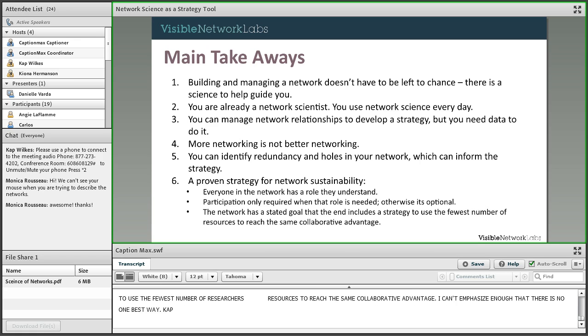The network has a stated goal that includes a strategy to use the fewest number of resources to reach the same collaborative advantage. And again, I can't emphasize enough that there is no one best way here. It takes a lot of work.